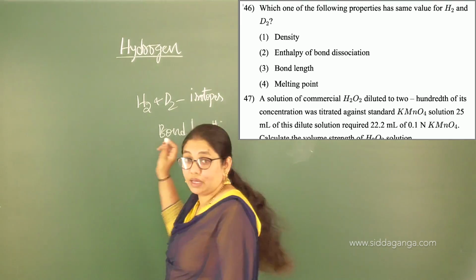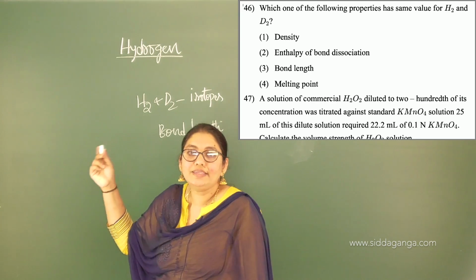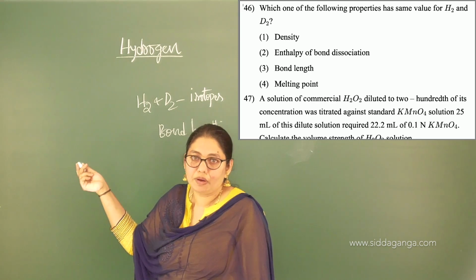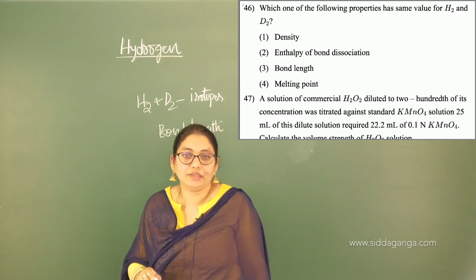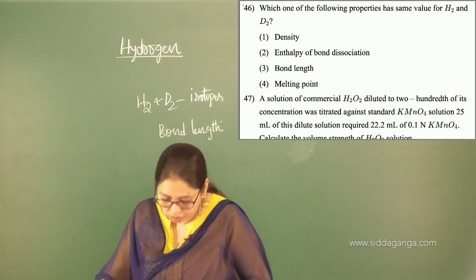This bond length is a chemical property, whereas density and melting point are all physical properties. As they are isotopes, they have the same bond length. Simple concept that is. So move on to the next question.